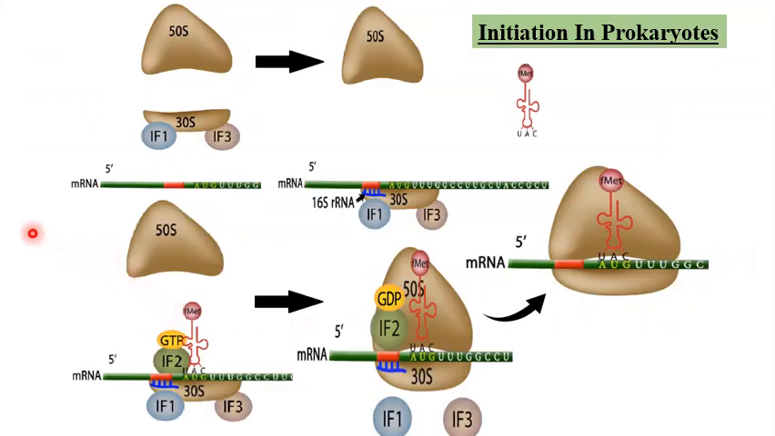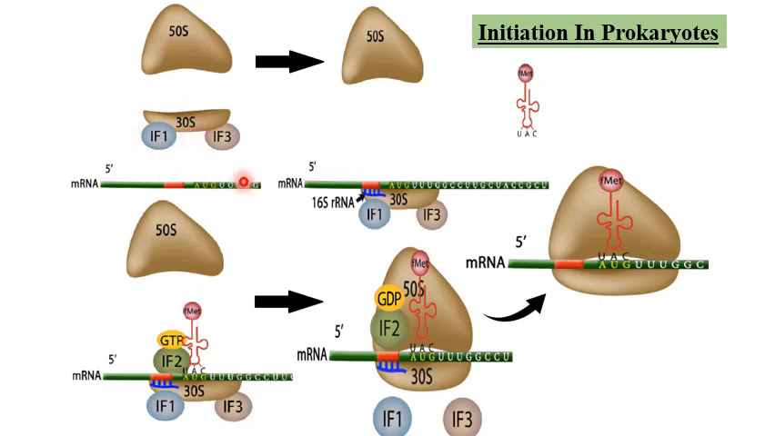Now in this diagram, we are showing initiation in prokaryotes. These are the two subunits, 50S and 30S, separate when protein synthesis is not occurring. 30S becomes associated with two initiation factors, IF1 and IF3. IF1 will prevent the tRNA from binding at the A site, and IF3 will stabilize the 30S subunit and prevent the binding of the larger subunit with the smaller subunit.